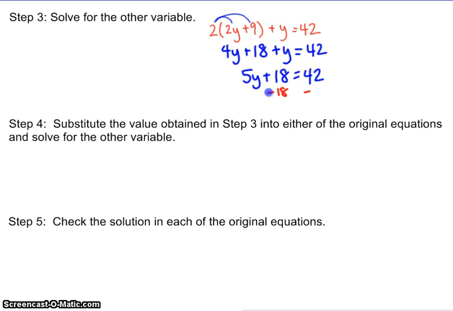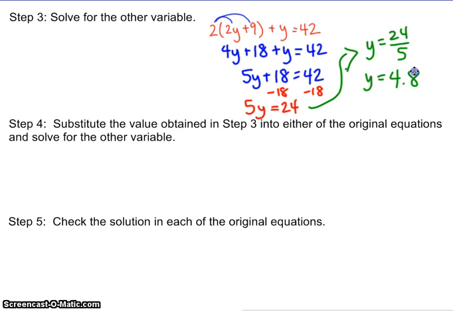Subtract 18. Oops, I'm running out of room here. 5y is equal to, okay, divide by 5, and I get y equals 24 over 5, or I would allow the decimal 4.8 because it ends, it's not repeating.